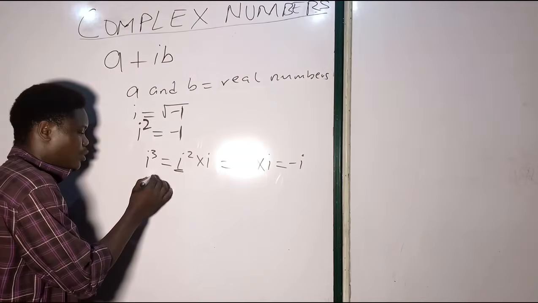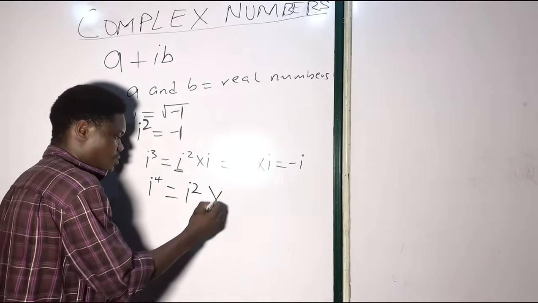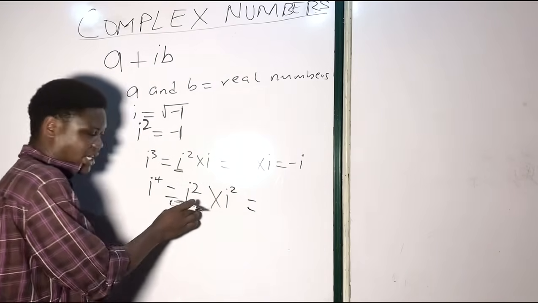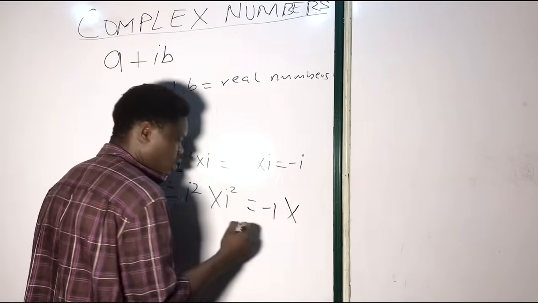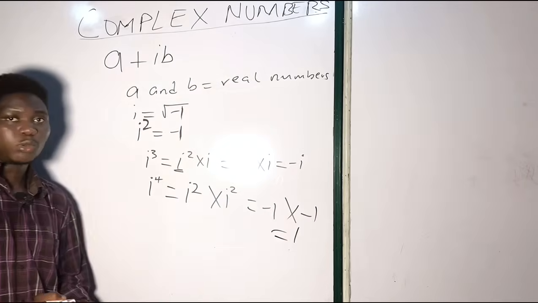Let's check for i raised to the power 4. i raised to the power 4 is i squared times i squared. Now one i squared already is -1, times the other -1. That will give you +1.